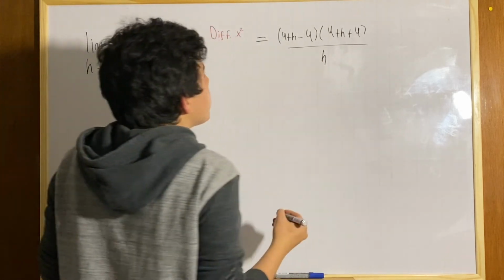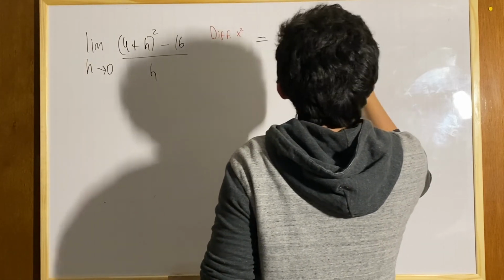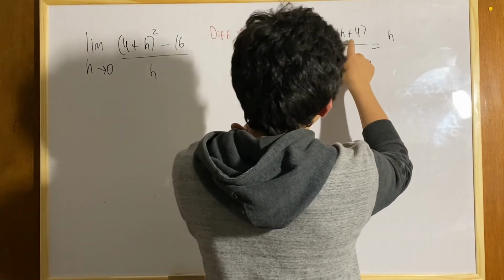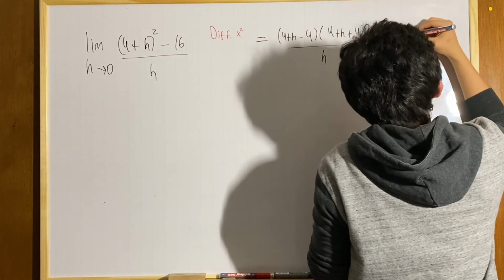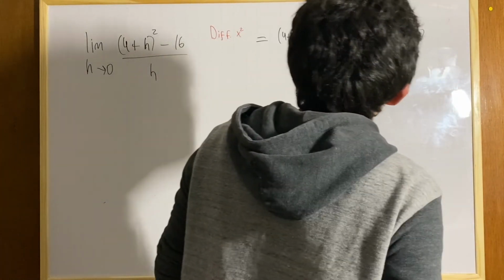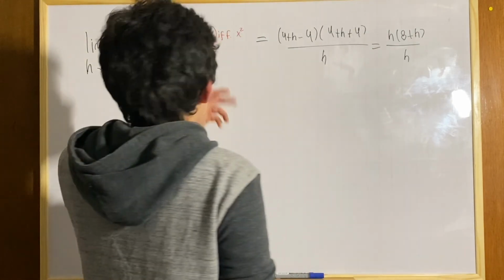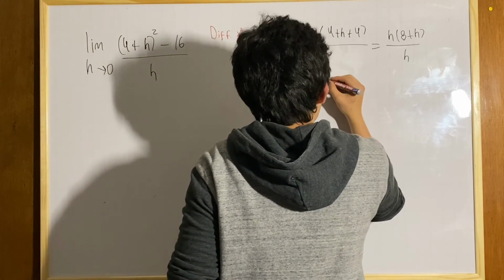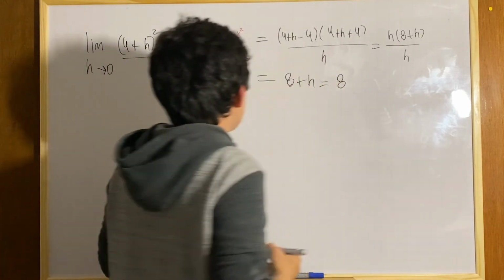And now let's see what we can cross out here. The 4's go out, so we get h times 8 plus h over h. Now something pretty cool we can do there: we can cancel out the h, and we get 8 plus h. Now we plug in the number that we had, that would be 0. So again, this is just simply 8.